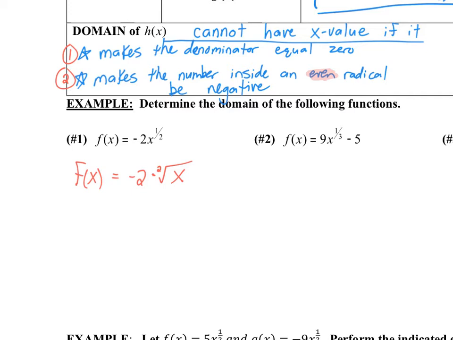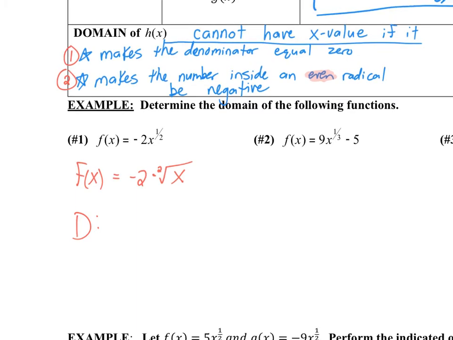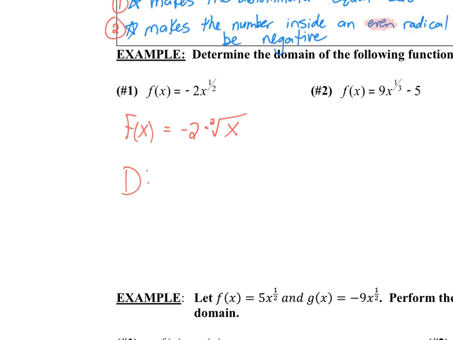Okay, so we put D for domain. The x value cannot make the square root a negative number. So x can be everything except for negatives. So the domain is all real numbers except negatives.